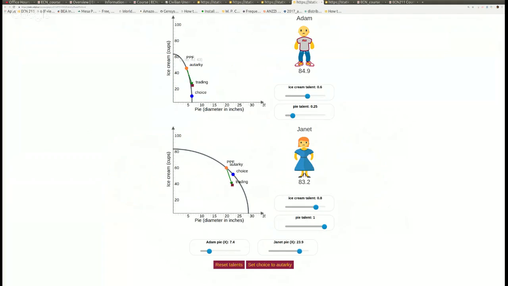So then the question is, can they do better if they work together? Can they do better than autarky? Now remember that they both like pies and ice cream. So what they're going to do is start off at autarky, and then change the number of pies and ice creams that they produce. They have to be on what's called the production possibility frontier. And then we ask the simple question: can they be better off if they work together and just share the extra pies and ice cream they produce by working together rather than separately?